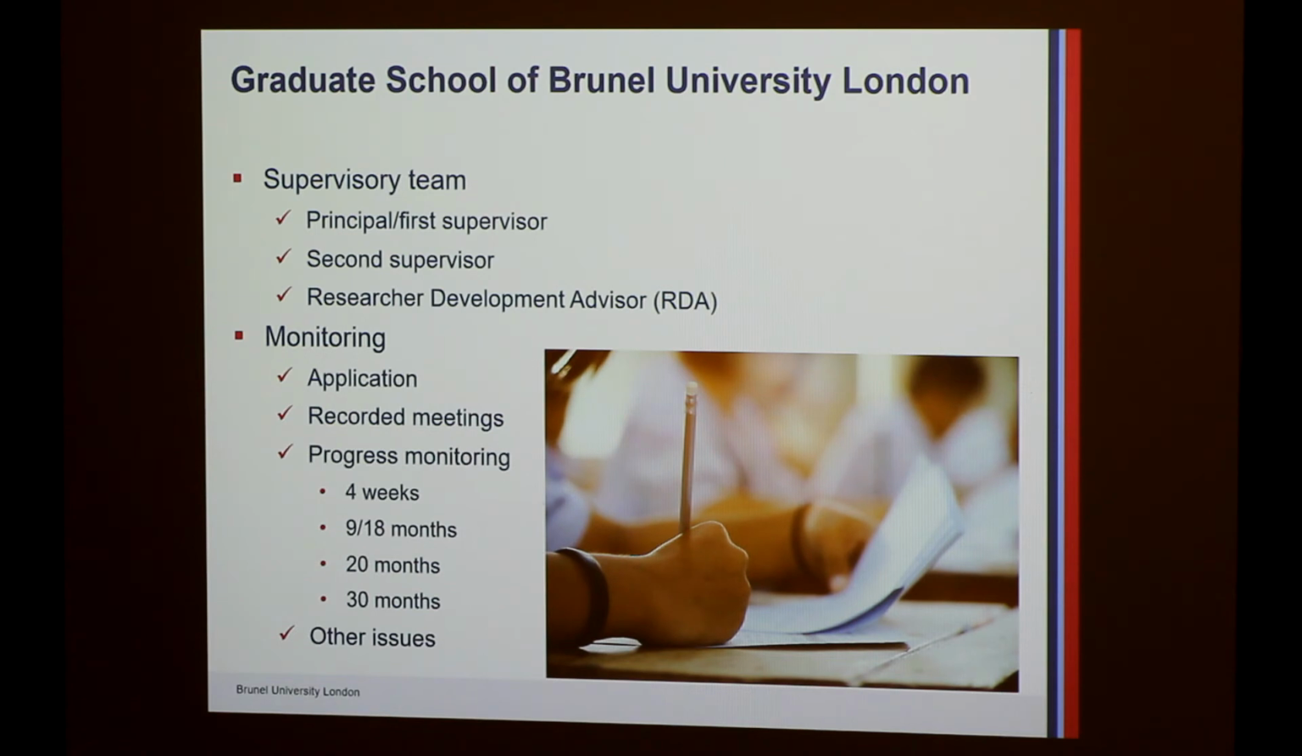After they come, we have recorded meetings. Recorded meetings means we have to check about every 6 weeks. At least every 6 weeks, we should have one recorded meeting. We want to see what we discussed, what the progress is, and so on. And apart from that, we have a progress monitoring system.